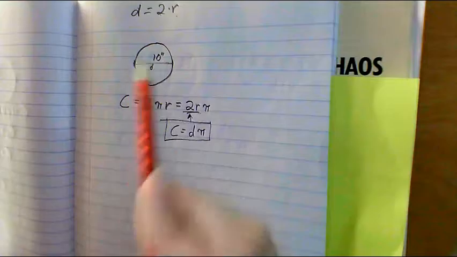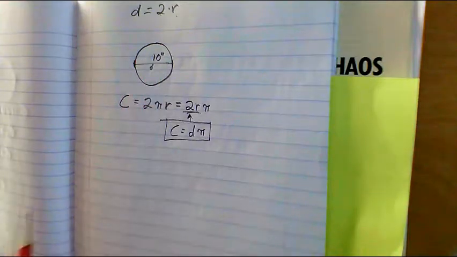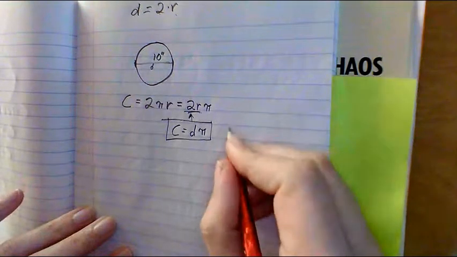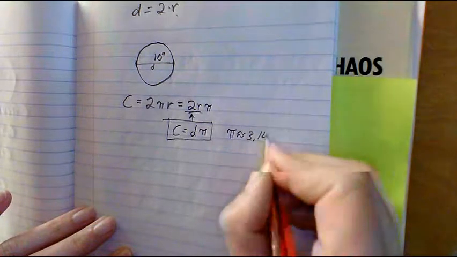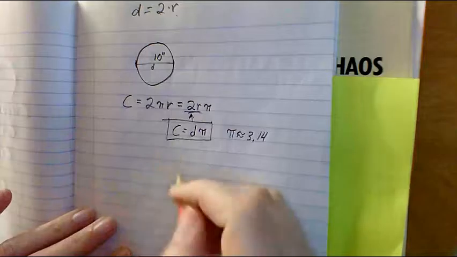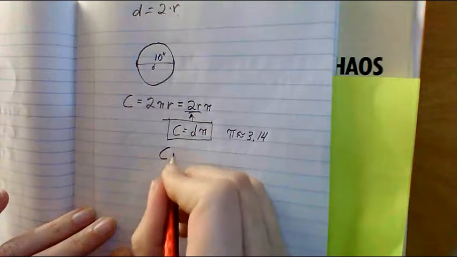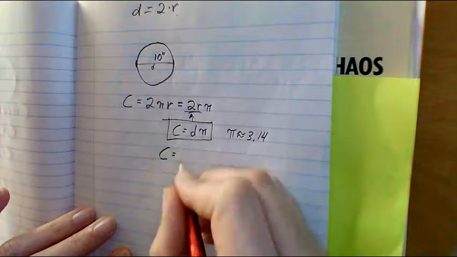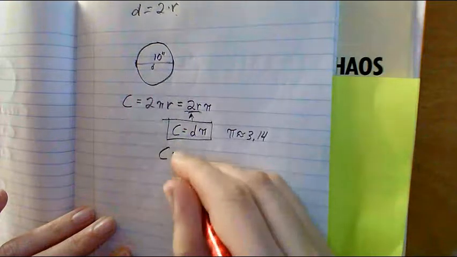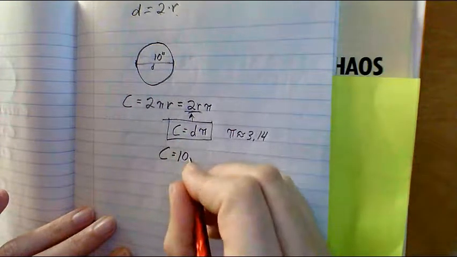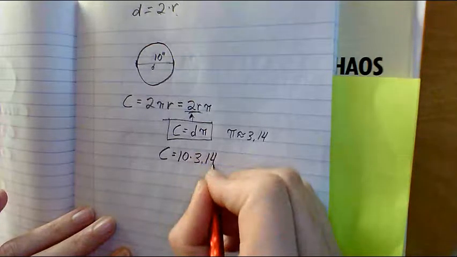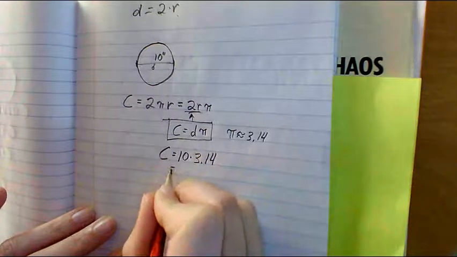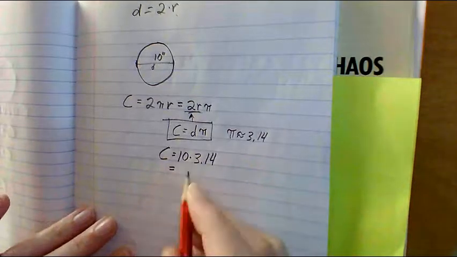So let's do an example here. We have 10 inches as my diameter, right? And remember we said that pi is about 3.14. So let's plug all this in here. So circumference is going to equal diameter, which is 10. So I'm going to have 10 inches times 3.14. And if I multiply that out, again, very easy.